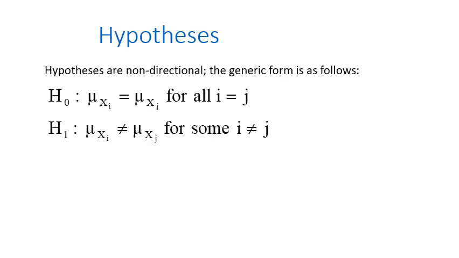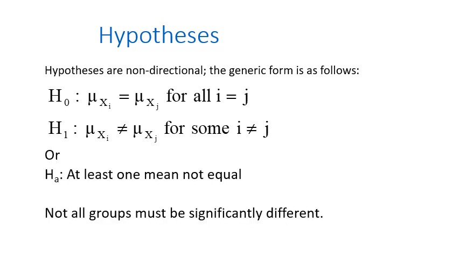Our hypotheses, you're going to see, are pretty similar to the chi-square hypotheses, but now we're using means. There's a couple different ways to say this. One is that the alternate hypothesis is that mean 1 doesn't equal mean 2, doesn't equal mean 3, doesn't equal mean 4. And you see here where I say for some i is not equal to j. Basically what that's saying is that at least one mean is not equal.